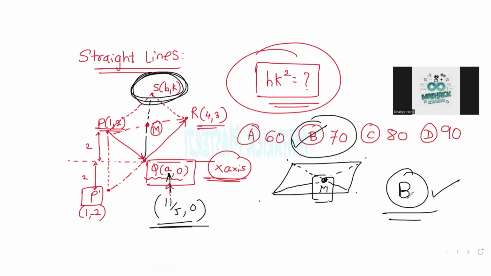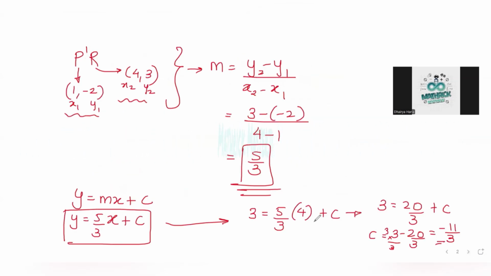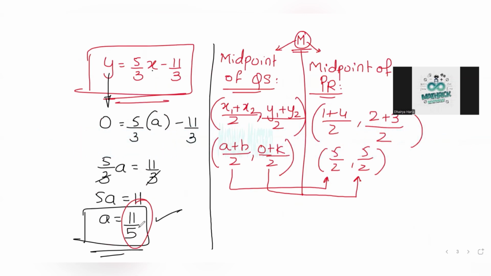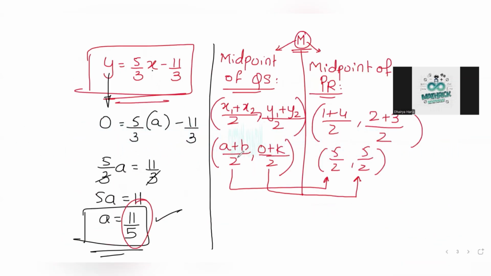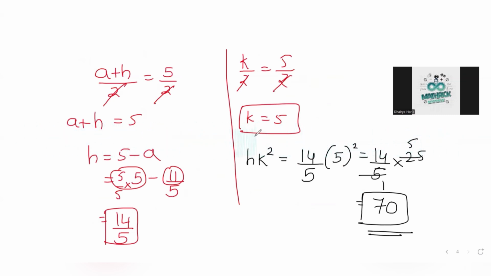I hope you have understood how to solve this type of questions. So what we did was first we figured out the point of reflection of this point P. Once I got that, I found the equation of the line P dash R, and Q also lies on that line. So from there, I got the coordinates of Q as (11/5, 0). Then I found the midpoints of the two pairs, QS and PR, because it resembles the same midpoint since it's a parallelogram. Then I equated the individual x and y coordinates for those two midpoint formulas and got h and k.